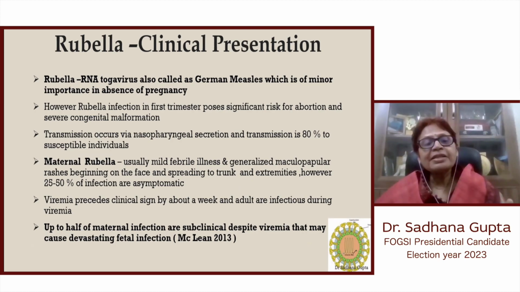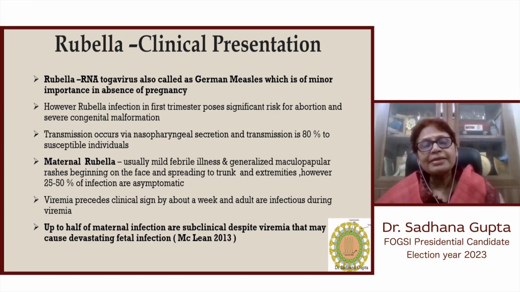Rubella is a proven teratogen, and when exposure is in the first trimester, it can cause congenital rubella syndrome. Again, the illness is very mild. It is a febrile illness, with or without rashes, and up to half of maternal infections can be subclinical, despite viremia that may cause devastating fetal infection.